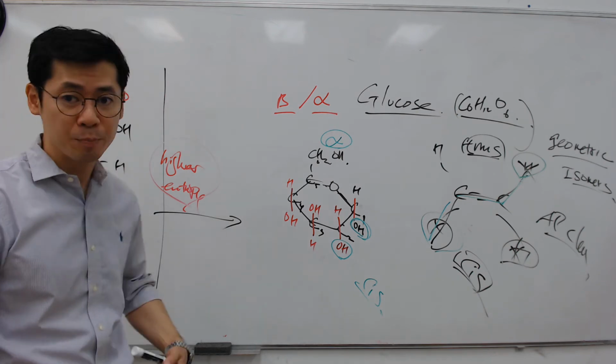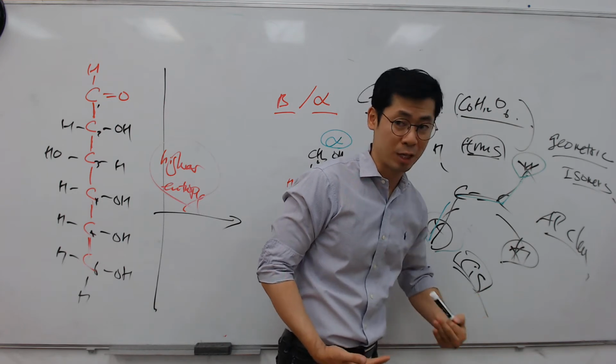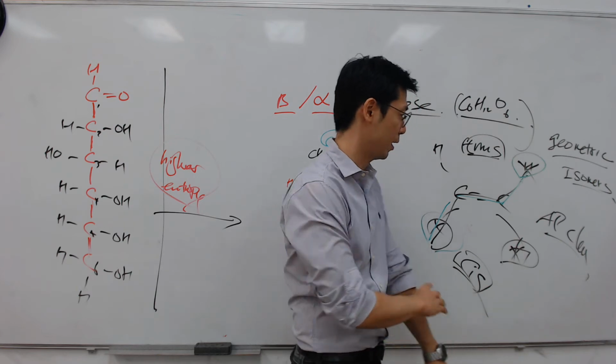So enantiomer is a mirror image. Geometric isomer is what? Cis and trans. Those are examples of geometric isomers. So these are all part of what, guys? Isomers. Same formula, different structures, okay?